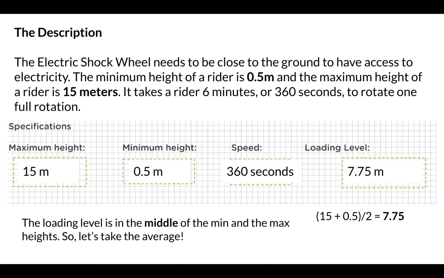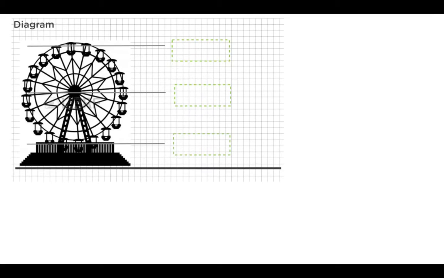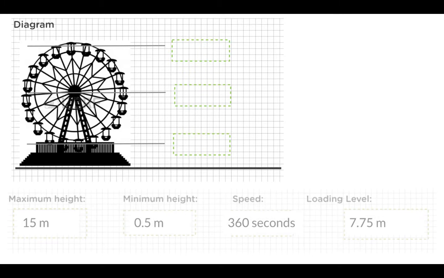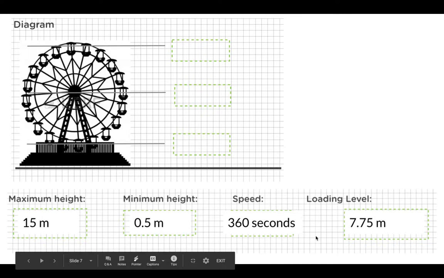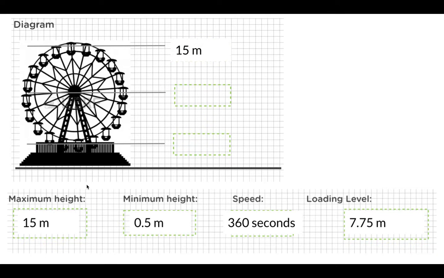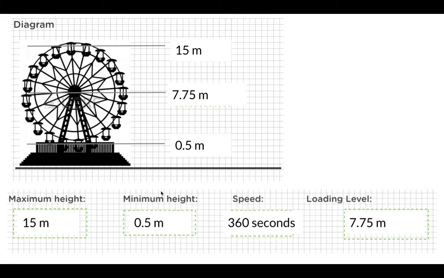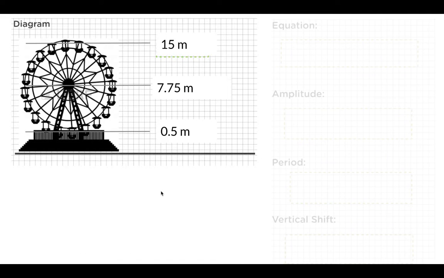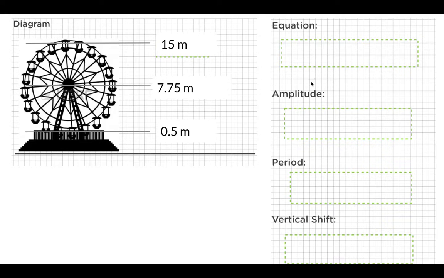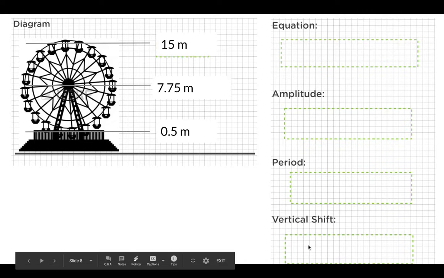Okay, from the specifications, let's start talking about the diagram here. So I have my important 4 numbers right here. A few of these are, again, straight from the specifications. The maximum height is 15, the loading level is 7.75, and the minimum height is 0.5 meters. So from the diagram, we can now start thinking about our equation, amplitude, period, and vertical shift.